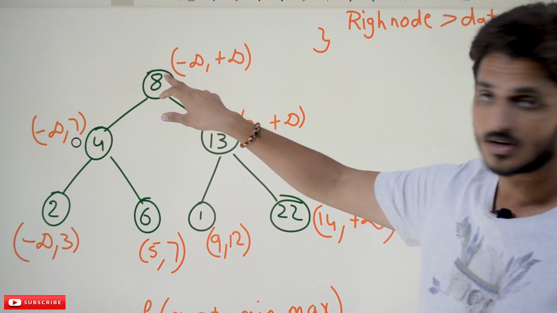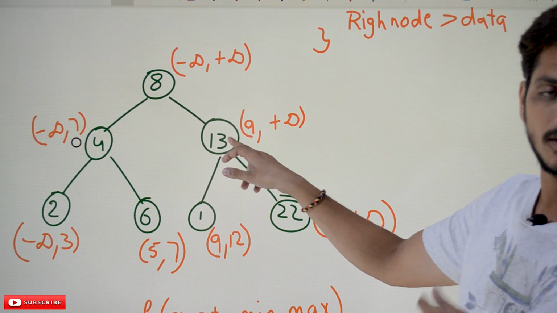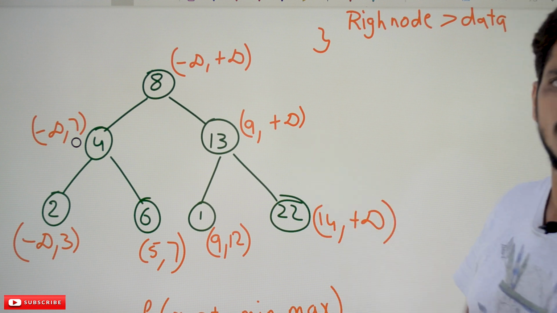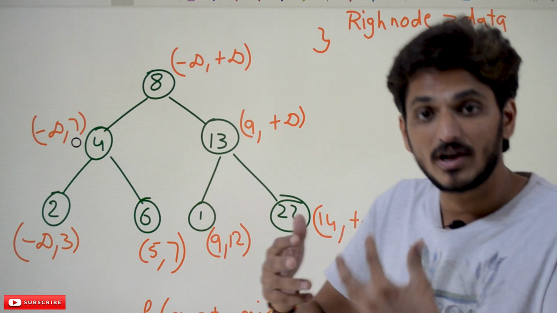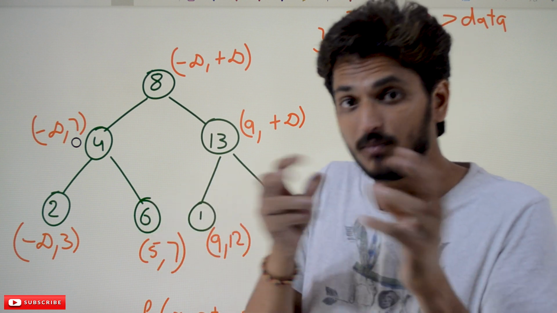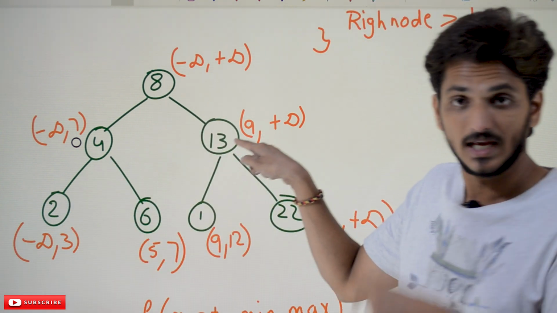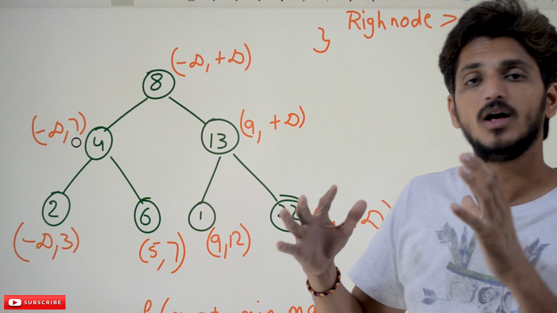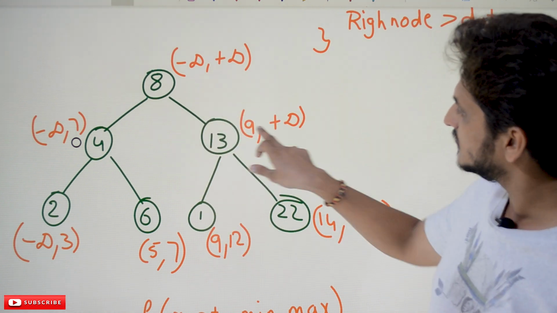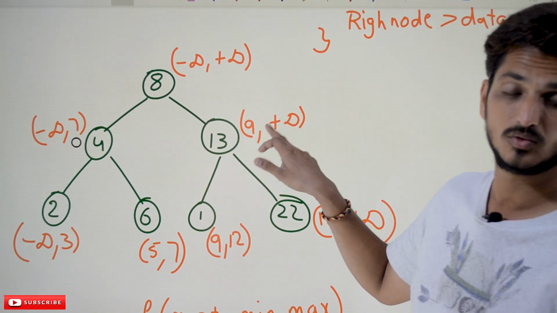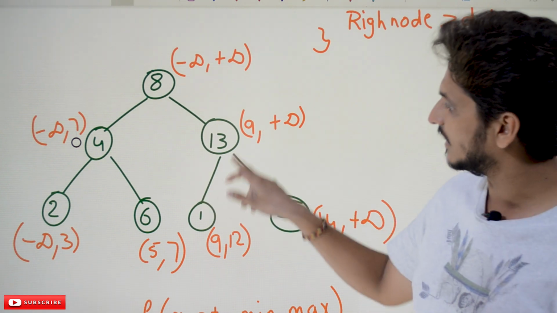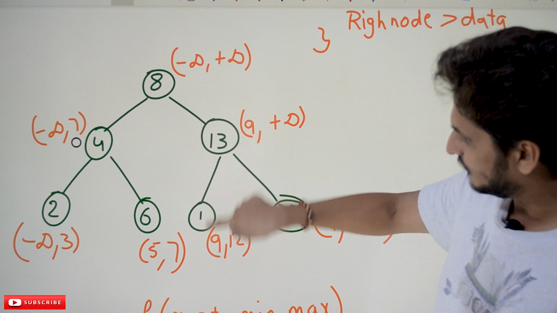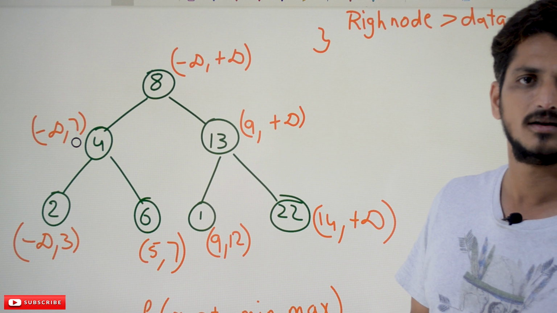Similarly, whenever this function calls the next node, the right side node, what is the minimum element? 9. What is the maximum element? Plus infinity. Each time when we call the function, we are going to keep track of the minimum element and maximum element that can be present in this node. With that, we are going to maintain the condition that the entire subtree should contain elements between 9 and infinity. We should not get values less than 9. Here we are having 1. It is not accepted. This function is going to call the left side and right side again.